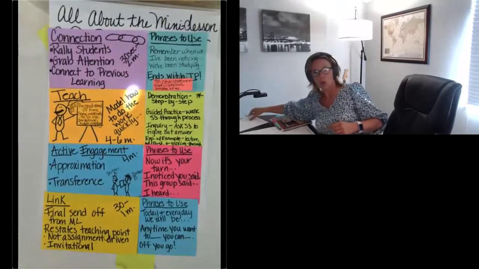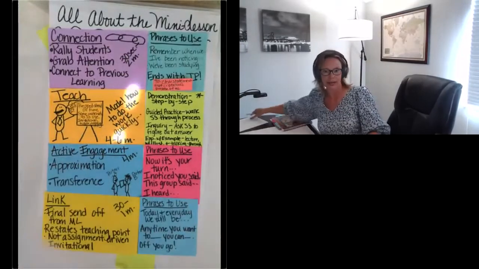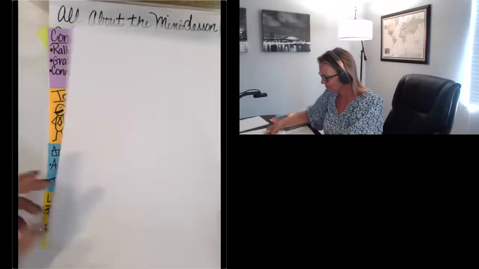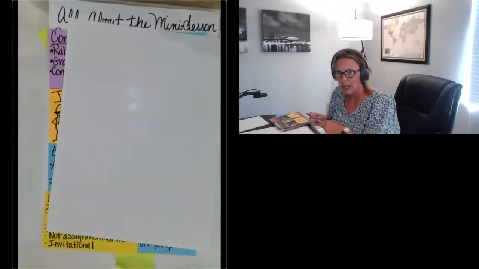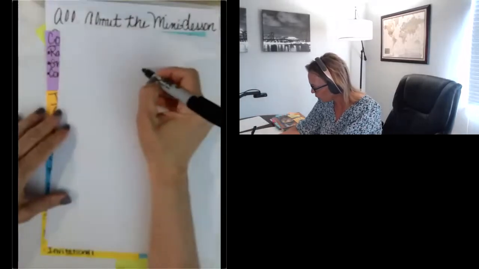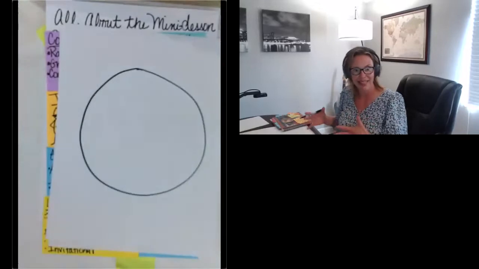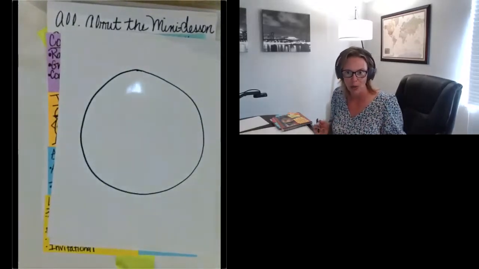I want to share with you why I don't want you spending hours planning for a mini lesson. When you think about your workshop and the workshop model, we're going to pretend that your workshop model is 1 hour long and this circle is representing the workshop, okay?